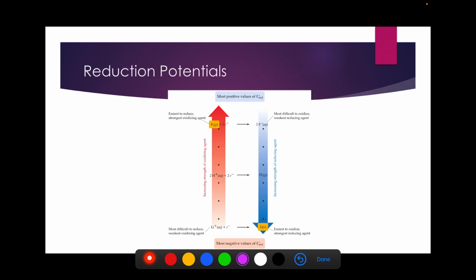Here's a visual representing these ideas. Here we see high reduction potentials at the top. These are elements that are likely to be reduced and act as cathodes. They are unlikely to get oxidized. As the reduction potential decreases, they become less likely to get reduced and act as cathodes and more likely to get oxidized and act as anodes.